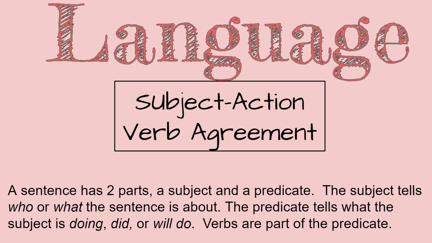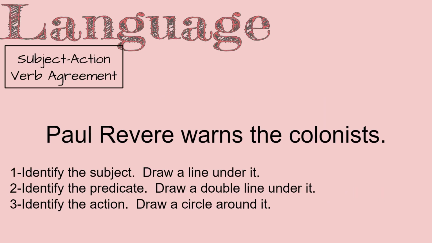All right, leaders, for this station, we are going to take a look at subject-verb agreement. We've talked about the subject and the predicate of the sentence. Every sentence has two parts, the subject and the predicate. The subject tells who or what the sentence is about. The predicate tells what the subject is doing, did, or will do. And verbs are always part of the predicate portion of the sentence.